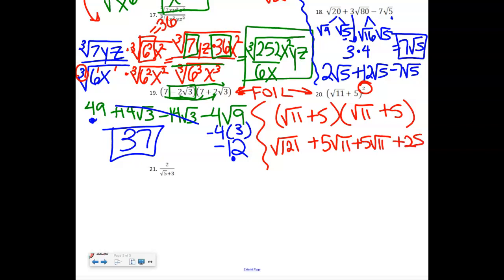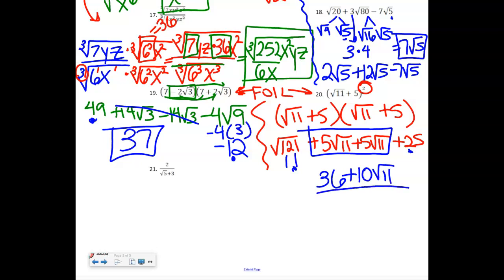Again, we're going to combine like terms. The square root of 121, that's going to give us 11. I'm going to combine that with my 25 to be 36. My middle chunk here, this is going to combine this time to be 10 square roots of 11. So that's the difference between those problems when the signs are the same versus when they're different.